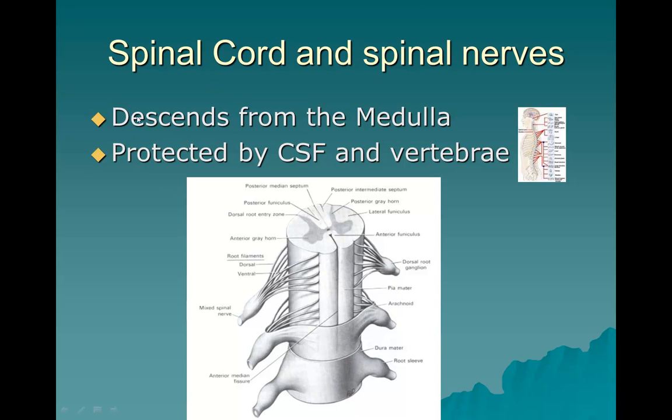So again, spinal nerves descend from the medulla. They're protected by CSF and the vertebrae. When people have a herniated disc in their back, if any of these nerve bundles, or this mixed spinal nerve, or their dorsal or ventral roots are in any way pinched, that is associated with pain and dysfunction.